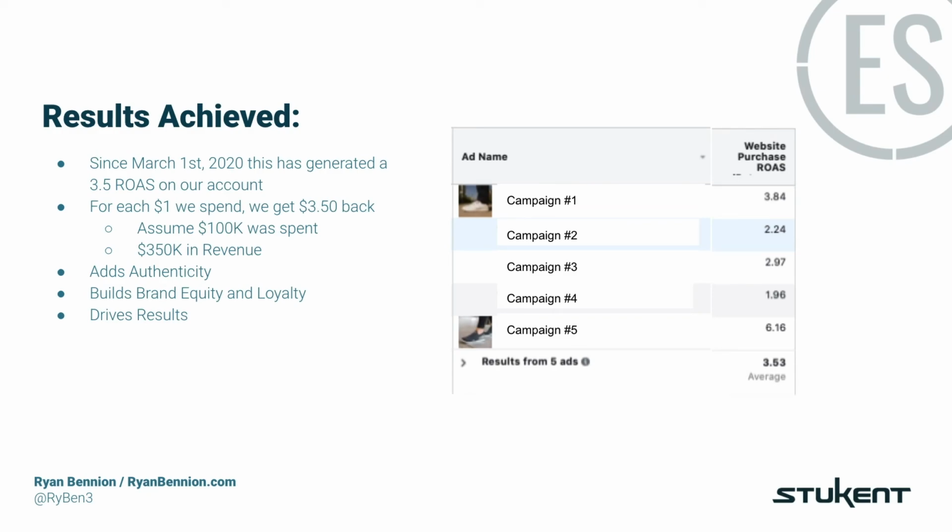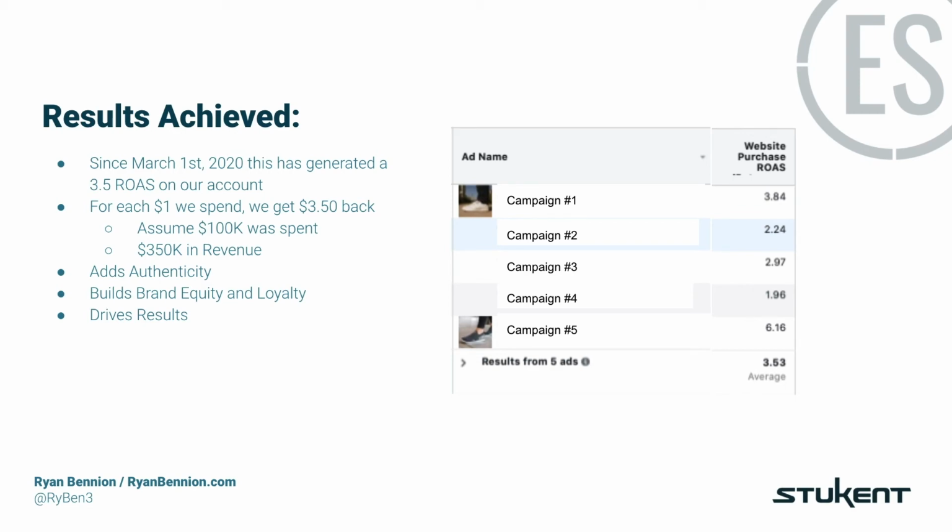So here are some of the results we achieved. I blocked out some of the names just for record's sake and showed you the ROAS numbers. Since March 1st, this has generated an overall 3.5 ROAS for our Facebook ad account. So for every dollar that we spend, we get $3.50 back on these campaigns. So assume we spend $100,000 in Facebook advertising, we're getting $350,000 back in revenue. That's just an assumption, right?